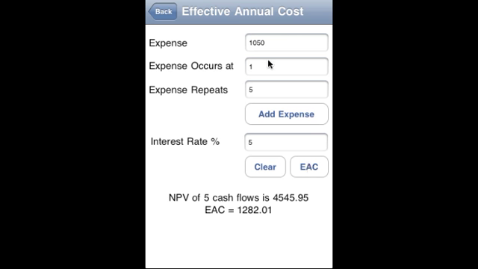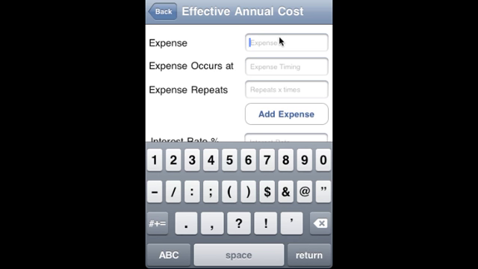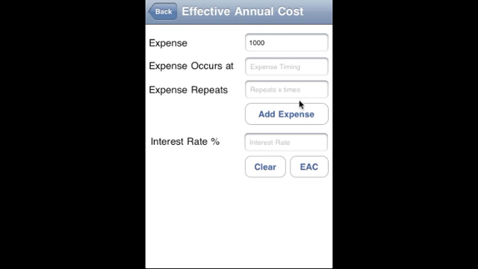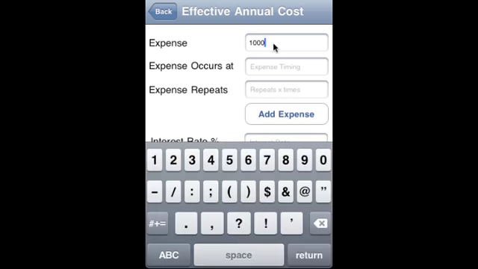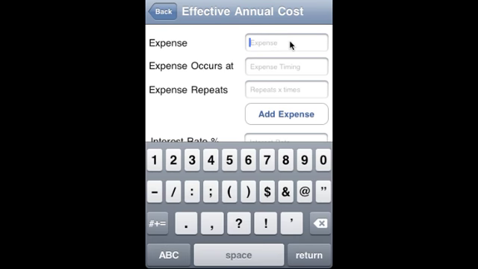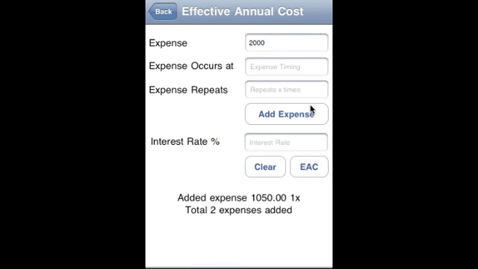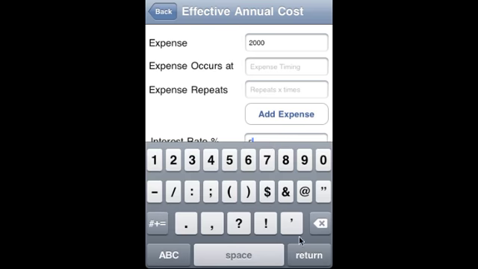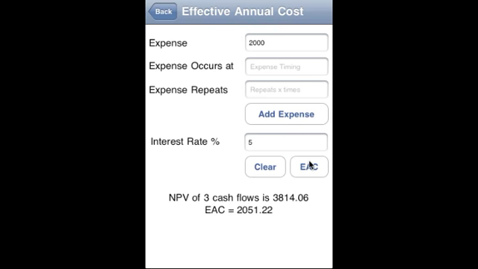We can keep on adding the maintenance cost for every year also. Let's clear up all that. We'll add, say, the first year. It will start by default at the end of the year. Say it doesn't repeat, so we add that. The second year we said 1050, and we add that expense. Similarly, say the third year 2000, so maintenance becomes expensive. Now let us say at 5%, what is the ESC? This is the ESC of the machine.